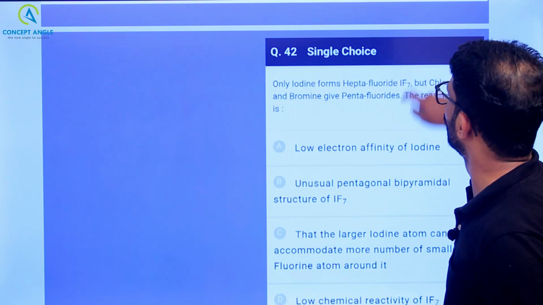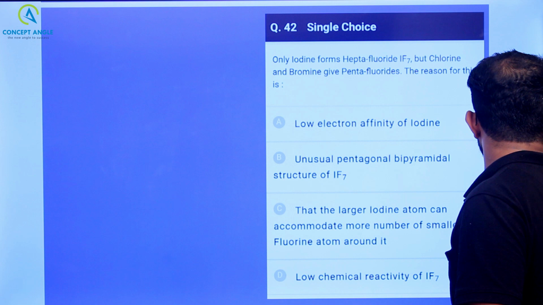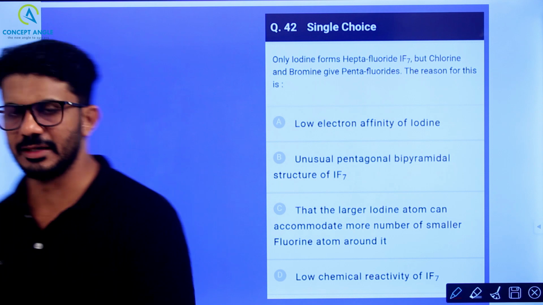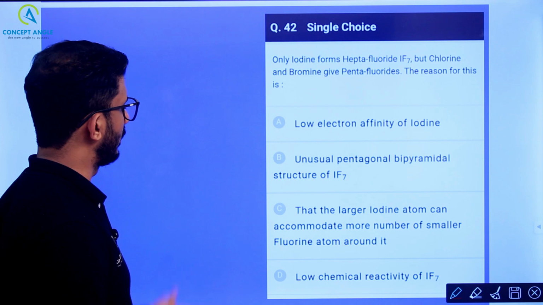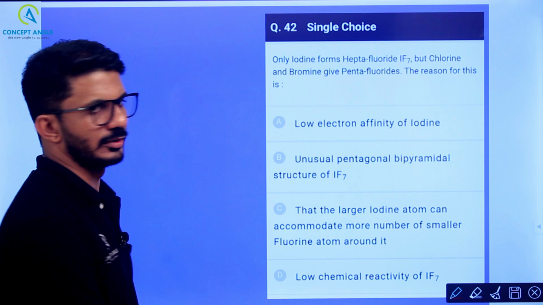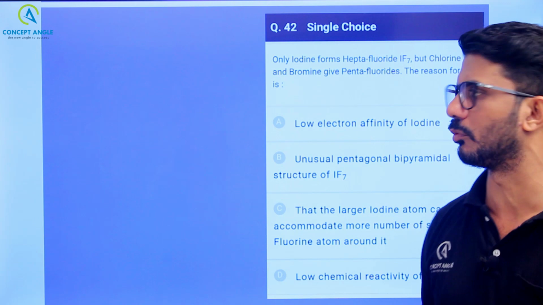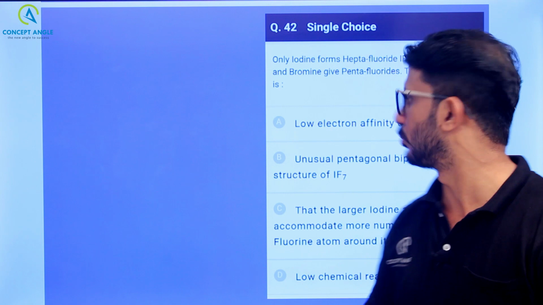Question number 42. Just read the question. Only iodine forms heptafluoride IF7, but chlorine and bromine give pentafluoride. The reason for this is the low electron affinity of iodine, the unusual pentagonal bipyramidal structure of IF7, or that the larger iodine atom can accommodate more smaller fluorine atoms around it. The stability of a molecule always depends on the repulsion between the electron charge clouds. As iodine is a bigger atom, it can accommodate the maximum number of fluorine atoms. So option C is the answer.